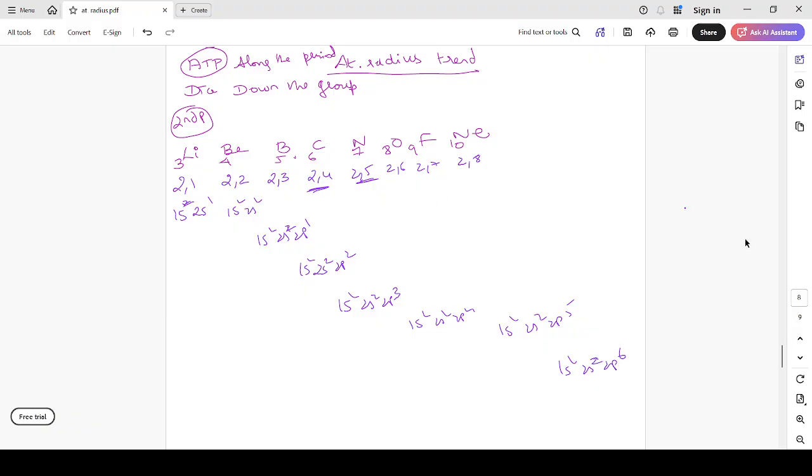What are we doing actually? We can see the next electron that you are adding is getting added in the same shell itself. Can you see this? Still they are in the second shell only, the L shell. They are all getting added in the same shell itself. Am I right? Right.